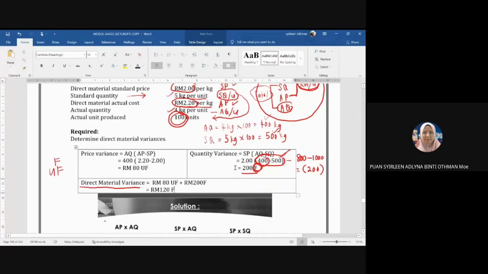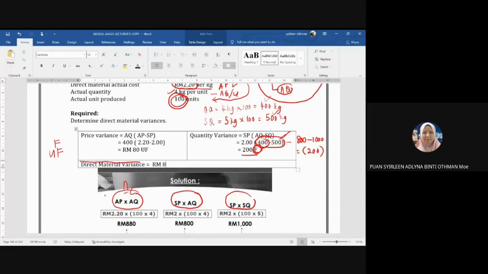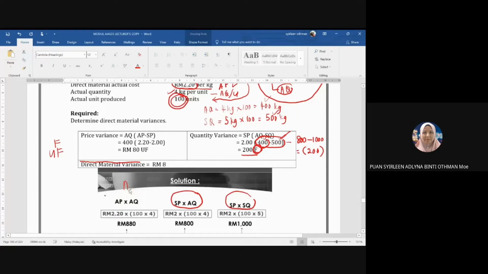Okay, so apa yang kita guna kapal terbang? Kapal terbang tu awak kena susun lah. Dia nak ingat sebenarnya dia APAC, SPARC, SPSQ. Okay, so you ada 3 ni. Yang ni kita panggil dia sebagai actual costing sebab dia AP times AQ. Okay, lepas tu yang di tengah-tengah tu kita ada SP times AQ. Okay, so nak ingat sebenarnya senang.